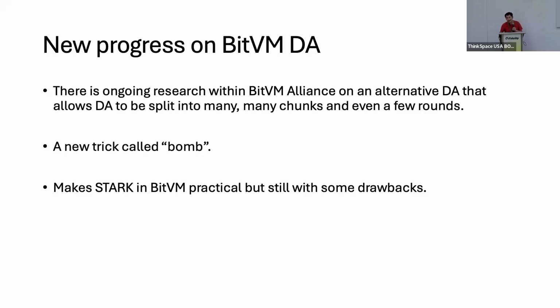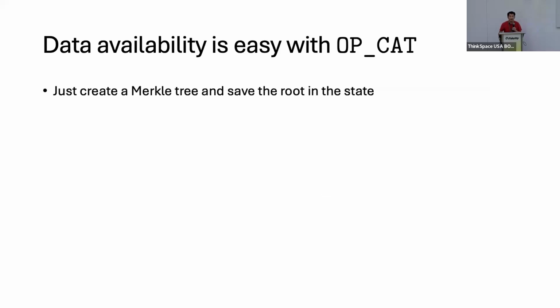So Start and us are also working on a BBM version of the Start verifier. Another company will probably present how they do this bone trick on DA later on. Okay, but with Opcat it's easy. Just create a Merkle tree and show people the root of the Merkle tree. That kind of completes the data availability.